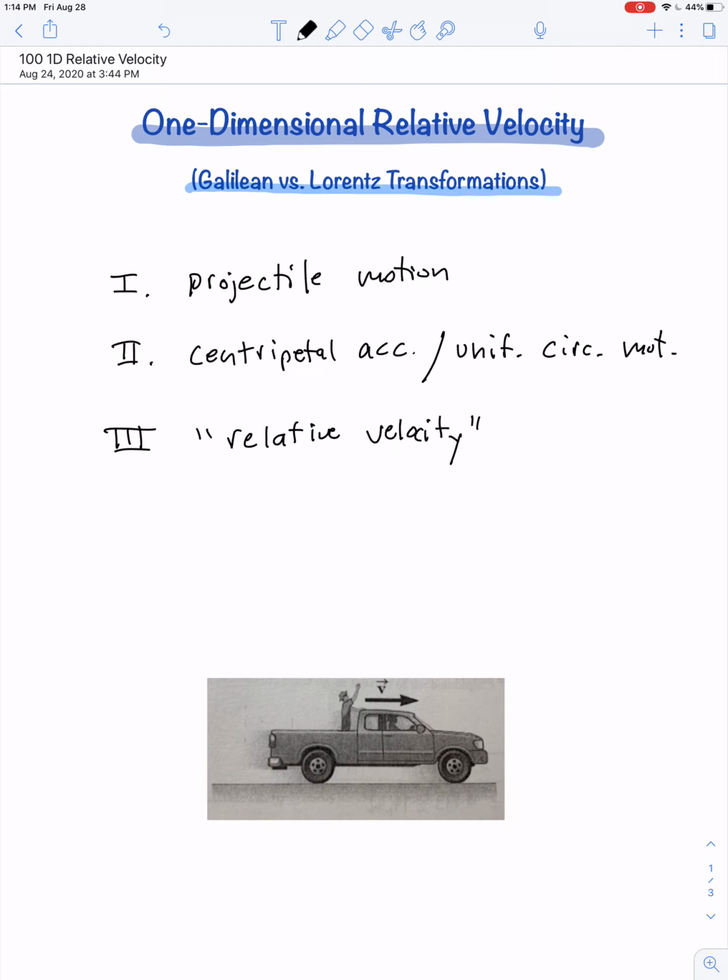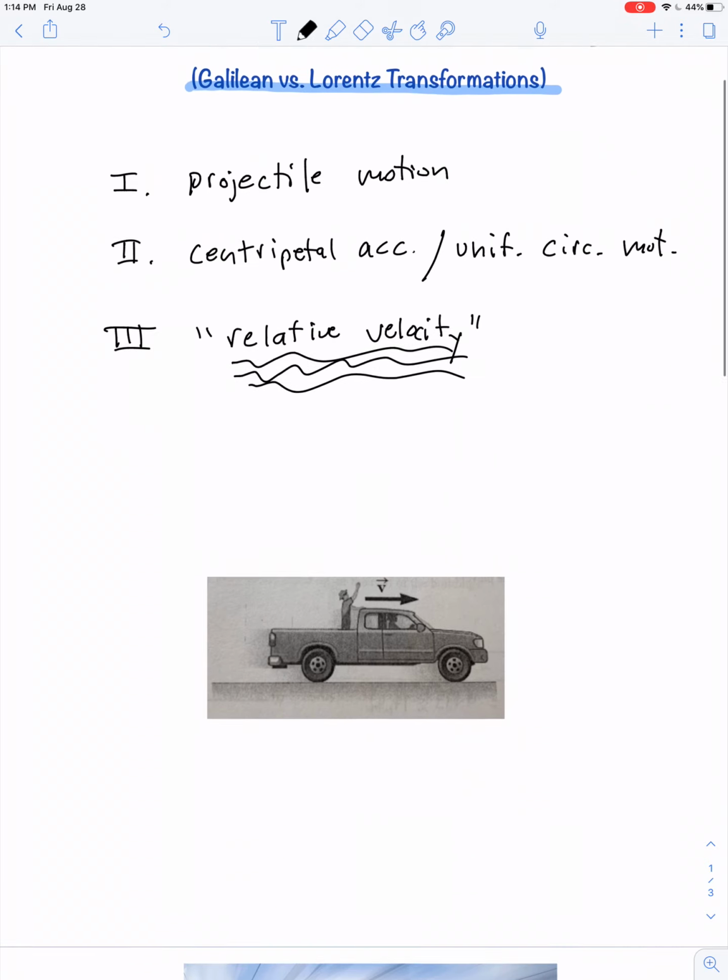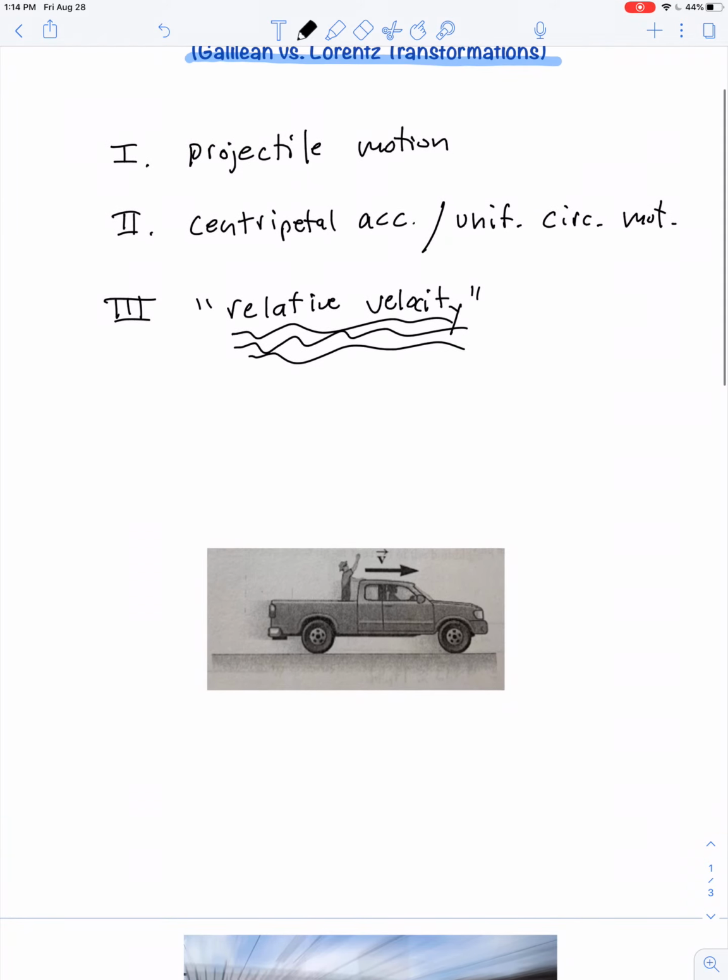So let me attempt to clarify what I mean by relative velocity. The classic example would be something like, what if you were standing in the back of a pickup truck and the truck has a velocity, because I'm showing the direction as well. I'm representing it as a vector. And the truck is perhaps going 30 meters per second down the freeway. And, well, I don't recommend you stand in the back of a pickup truck on the freeway, but this is, after all, just a thought experiment.